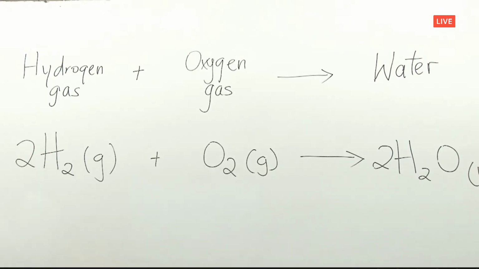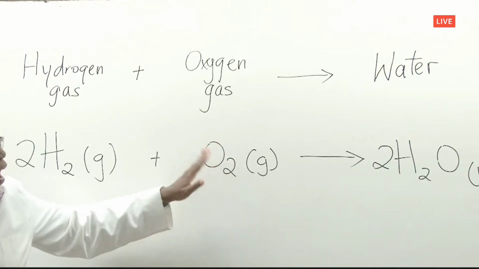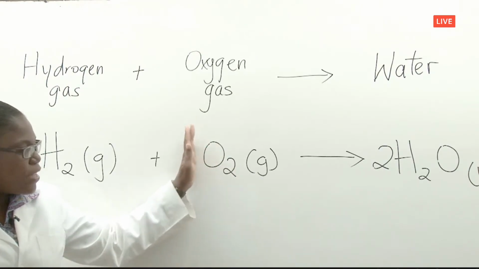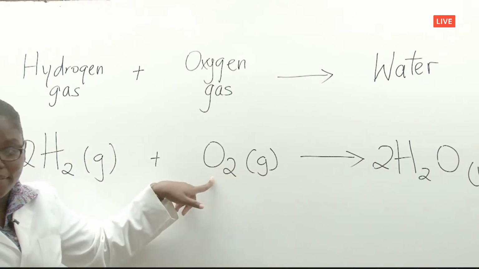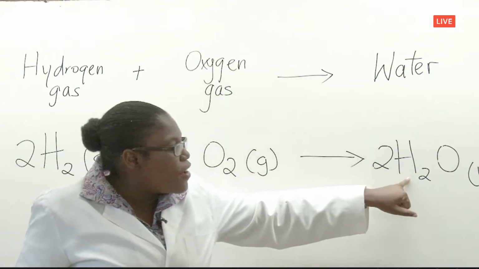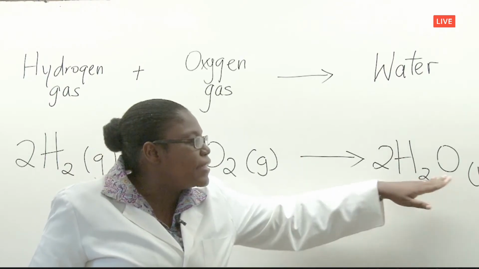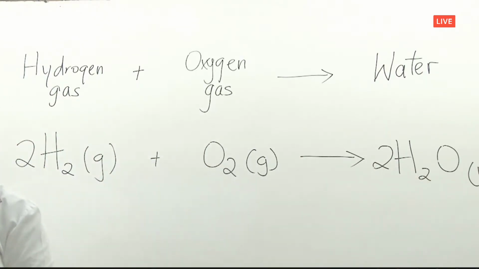So let's look at our equation. Always double check. So we have 2 times 2, 4 hydrogens. We have 1, no number here. So that means we have 2 oxygens. Over here we have 4 hydrogens and 2 oxygens. That equation is balanced. Give yourself a clap if you got that right.